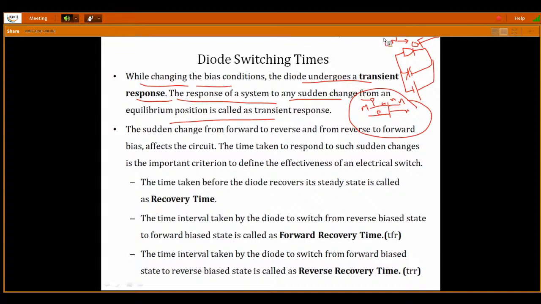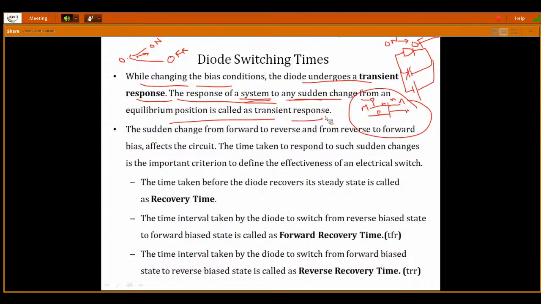Now, remember the definition: the response of a system to any sudden change from an equilibrium position is called a transient response. For example, initially the diode will be in open circuit condition. Open circuit condition is the equilibrium condition. Now, if you are changing the open circuit to the on state, that is forward bias, or suddenly changing open circuit to the off state, that is reverse bias, how much time is that taking? That time you are calling the transient response. There is a sudden change from equilibrium to on or off.